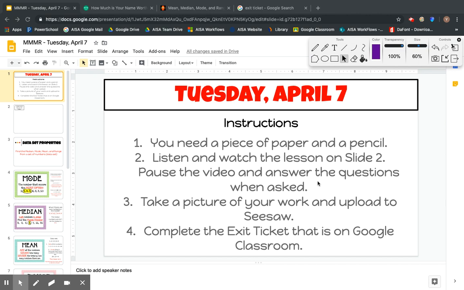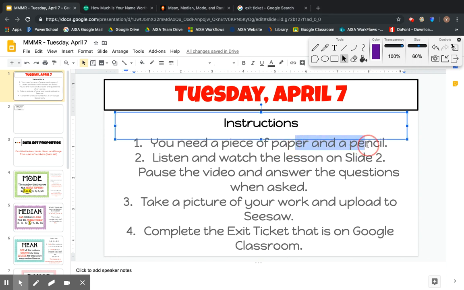Hello, fifth graders. Today for math, you are going to need a piece of paper and a pencil. You may also use your math notebook if you have it with you. We're going to practice a few problems of mode, mean, median, and range. When we're done with this practice, you're going to take a picture of your work and upload it to Seesaw or Google Classroom.